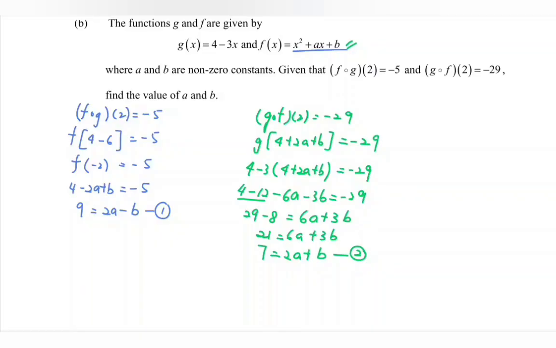So kindly make use of the first and second equation. Number 1 plus number 2. So 9 plus 7, we have 16. 2a plus 2a, we have 4a. So a is equals to 4. Substitute a equals to 4 into number 1. So 9 is equals to 8 minus b. So b will be equals to negative 1.